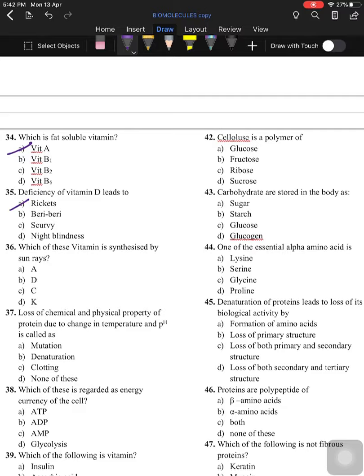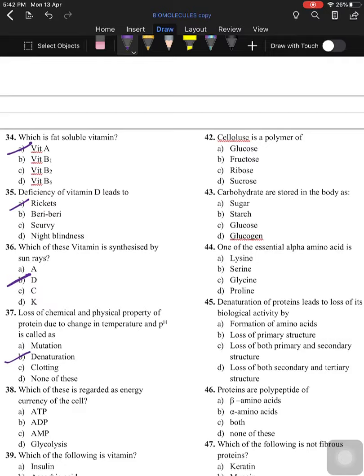Then moving on to the 36th, no more discussion. These are all general questions, memory based. Which of these vitamins is synthesized by sun rays? Sun rays are rich in vitamin D composition. Then the 37th question, loss of chemical and physical property of a protein due to change in temperature and pH. This is called denaturation.